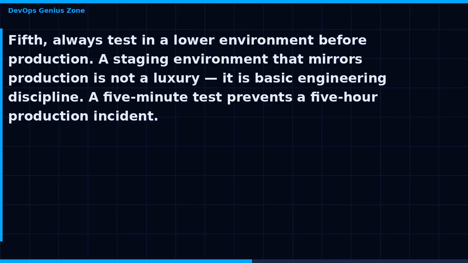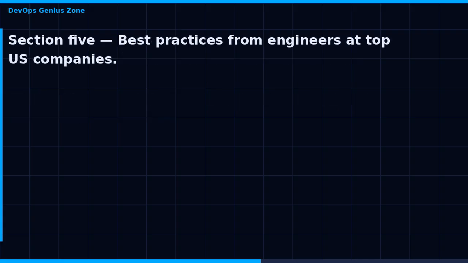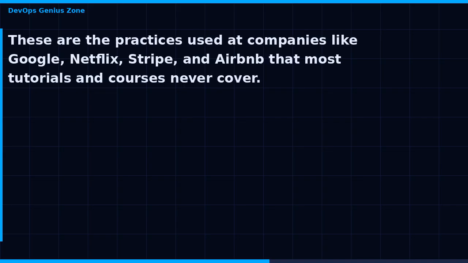Section 5, Best Practices from Engineers at Top U.S. Companies. These are the practices used at companies like Google, Netflix, Stripe, and Airbnb that most tutorials and courses never cover. Principle of least privilege everywhere. Grant the minimum permissions required for any task. Never use admin credentials for routine work. This dramatically limits blast radius when something inevitably goes wrong.